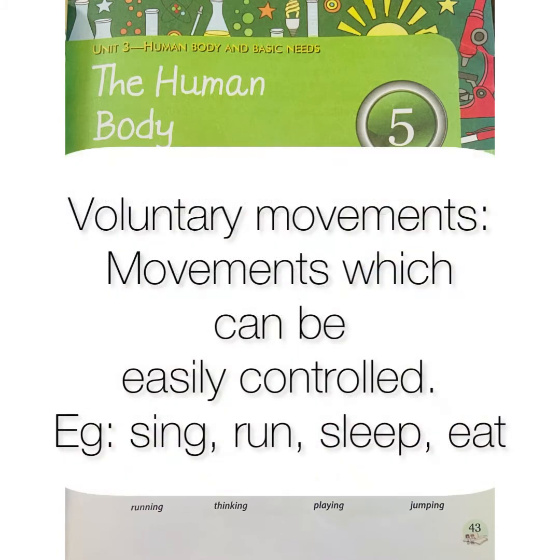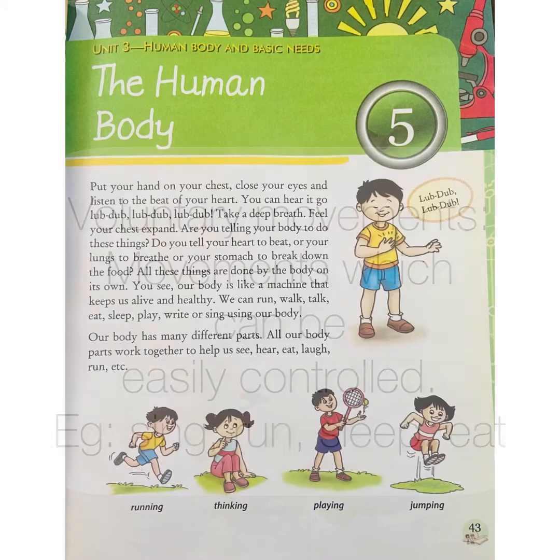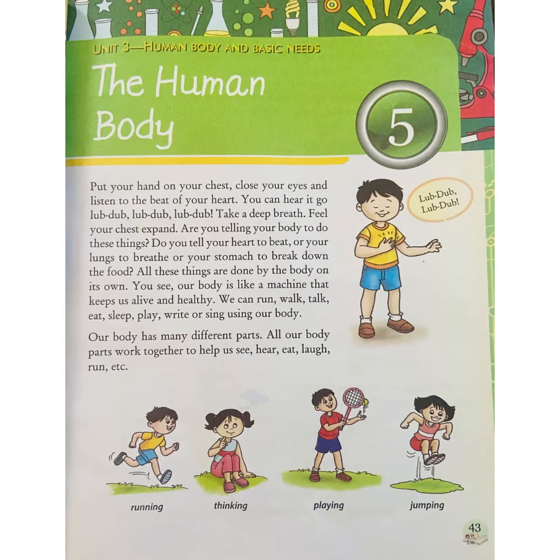Then there are voluntary movements. What are voluntary movements? Movements which are under your control. जो चीजें आप control कर सकते हैं, उसे कहते हैं voluntary movements. Okay? For example, walk, talk, run, write, sing, play, sleep. These are all voluntary. ये सब आपके control में है. ये सब आप कभी भी चालू कर सकते हैं, कभी भी रुक सकते हैं.